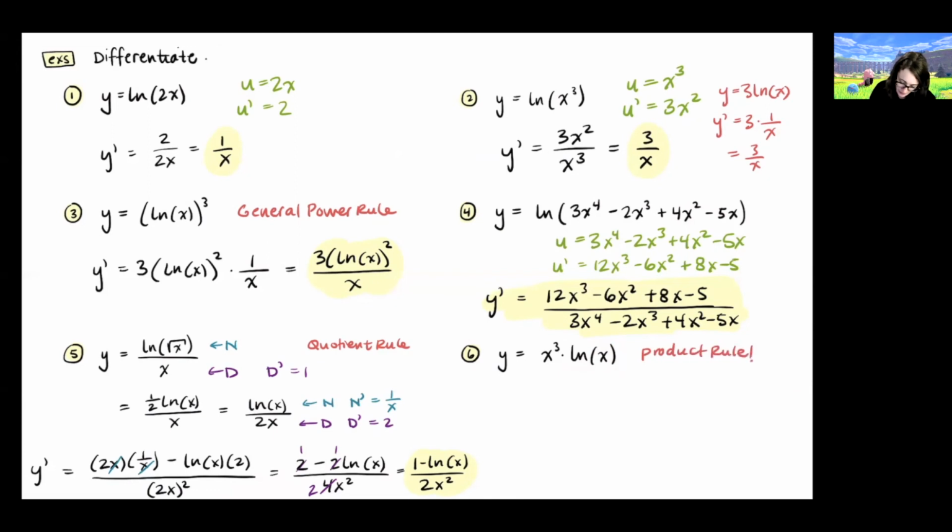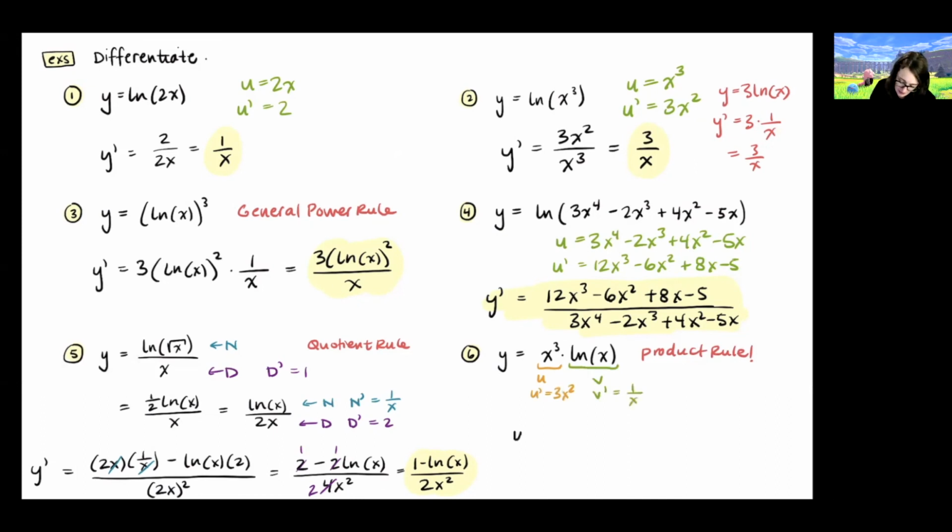All right, so let's see, we have u and v. So let's let u equal x to the third. Then u prime will be 3x squared. Okay, v will be the natural log of x. So here's the new stuff: v prime will be 1 over x.